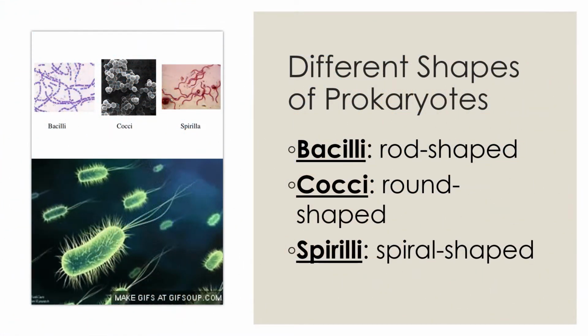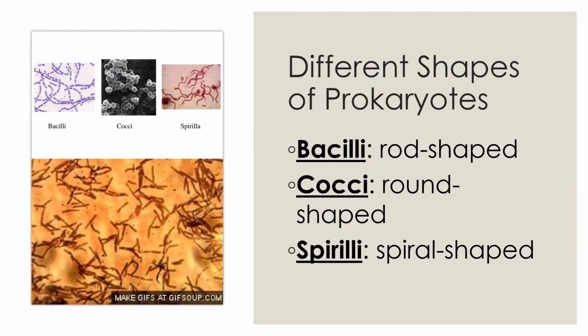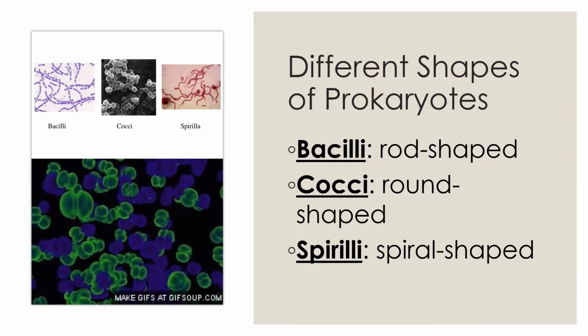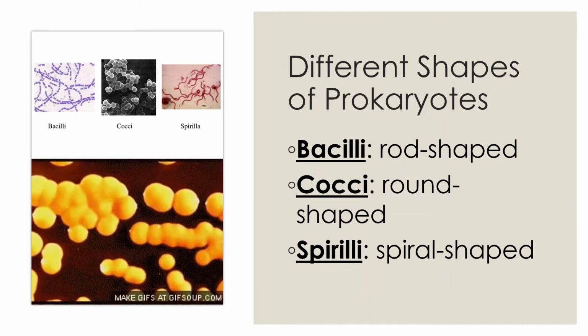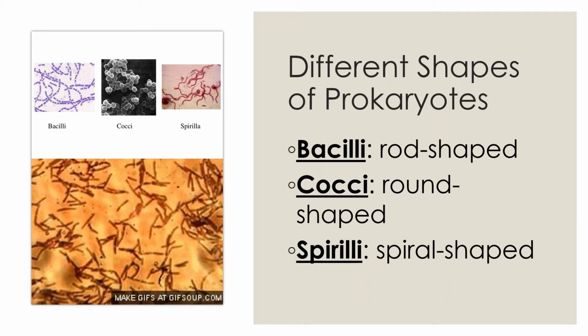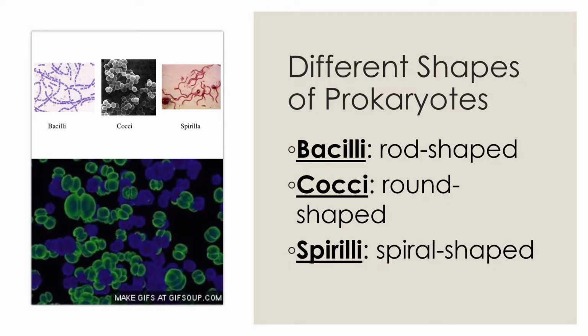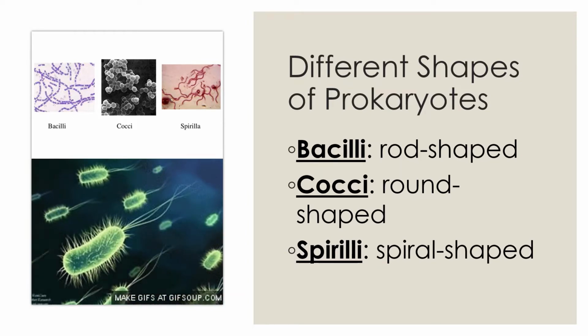There are 3 different shapes of prokaryotes. There are bacilli, which are rod-shaped, cocci, which are round-shaped, and spirilla, which are spiral-shaped. And you can see each of those 3 differences on the left.